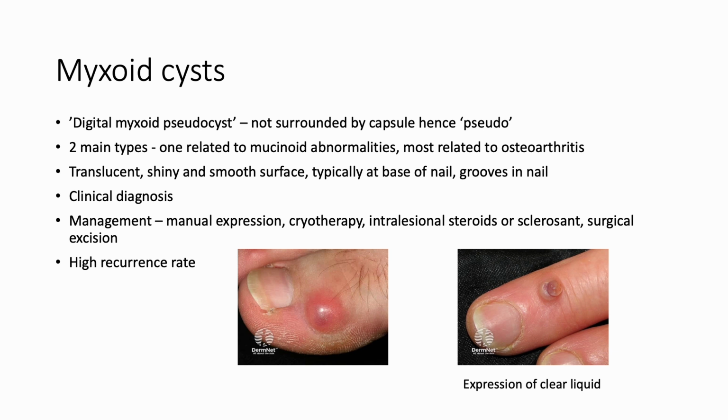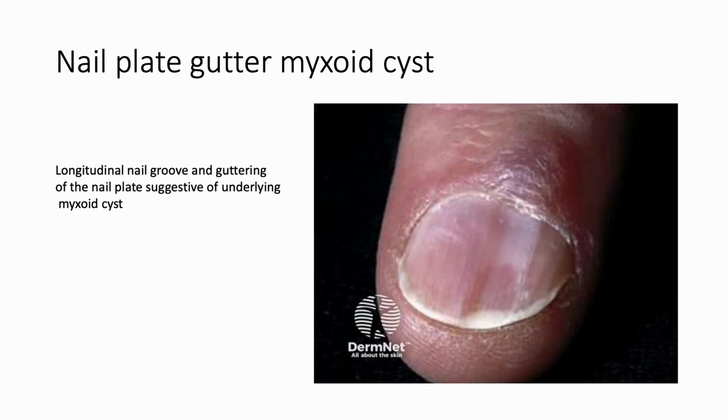Management is difficult and there is a high recurrence rate. You can press firmly on the cyst to express, or use sterile needle aspiration. Cryotherapy is sometimes used, as well as steroids or sclerosant injections. Surgical removal can be considered in certain cases. However, there is a high recurrence rate. This is an image showing a longitudinal nail groove and guttering, which can be a sign of an underlying myxoid cyst.